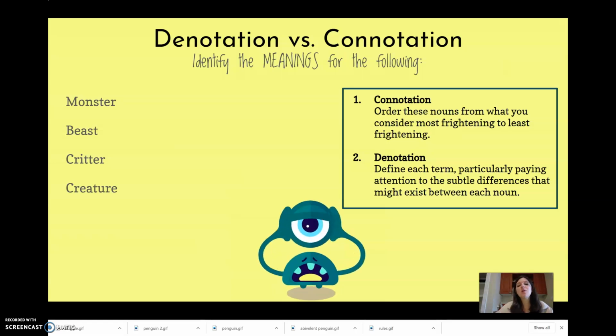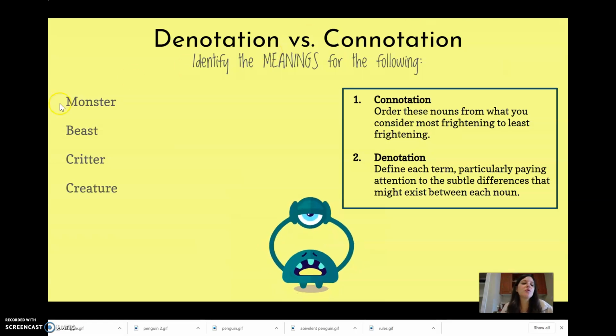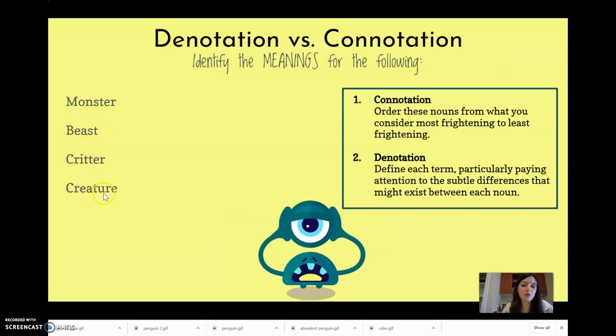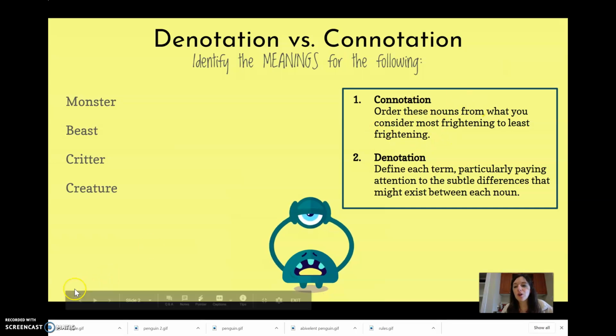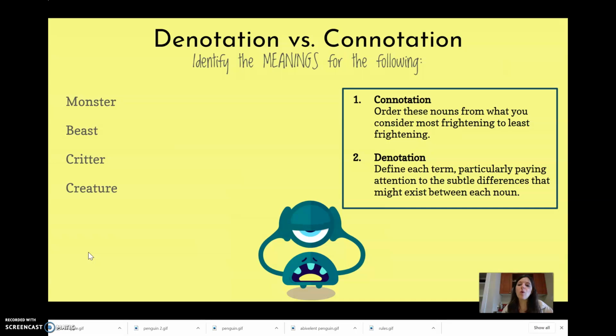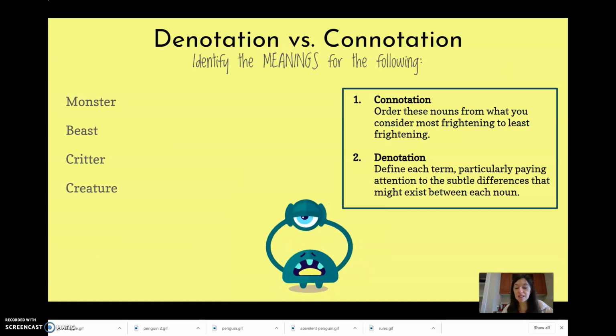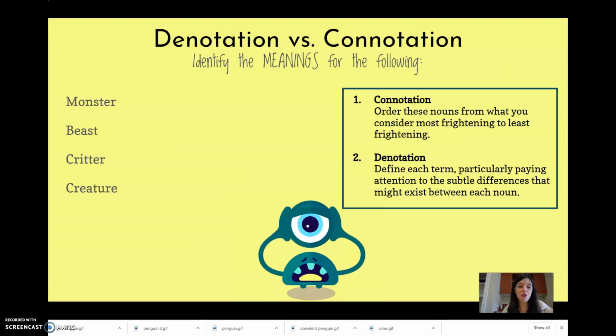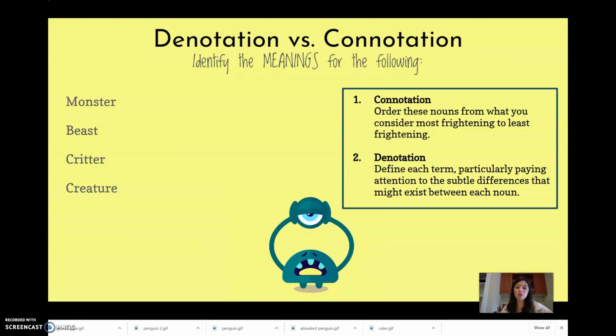So the practice I want to do to show you this is for the word monster, the word beast, the word critter, and the word creature. Go ahead and order those in your head or on a piece of paper if you want, really quickly, from what you consider most frightening to least frightening. So go ahead and do that. Of these 4, what's most frightening, what comes in 2nd, 3rd, and then what's in 4th place, which is the least frightening.